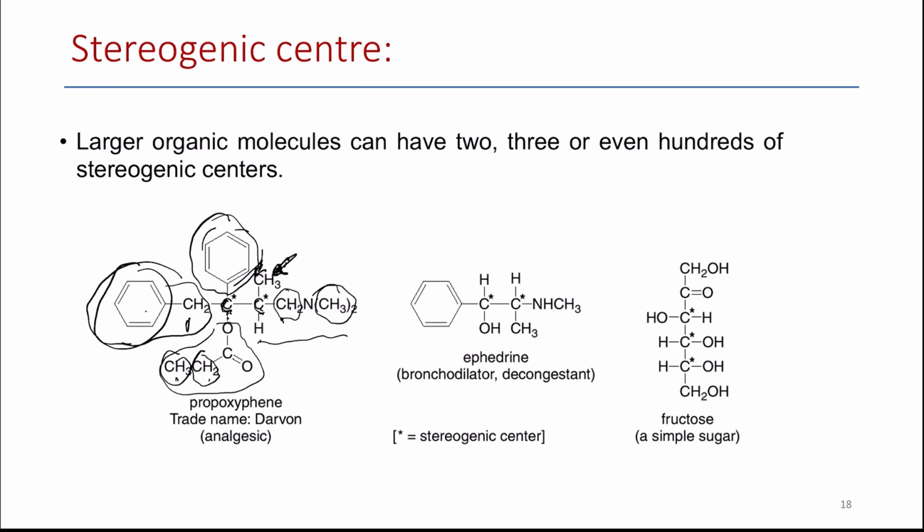They are not tetrahedral. Ephedrine is a bronchodilator and decongestant. There are also two chiral centers, these two carbon atoms. Each one of these has four different substituents. The final molecule we're talking about here is fructose. Fructose is a simple sugar and it has three chiral centers. This carbon is not chiral because it is attached to two hydrogens, and this one is not chiral as well because it has two hydrogens, but the remaining three are all chiral.